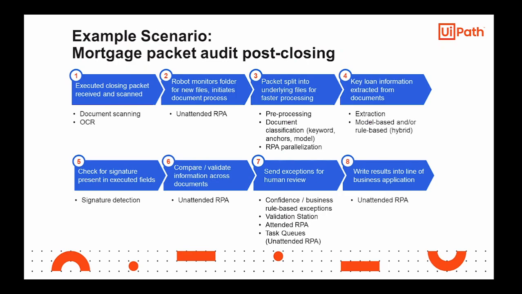If there are any exceptions, the documents and extracted information are sent to human review. The employee can open this task in the Action Center and validate all the information in the validation station. After that, the results are exported by the unattended robot to whatever option is chosen in the RPA workflow.